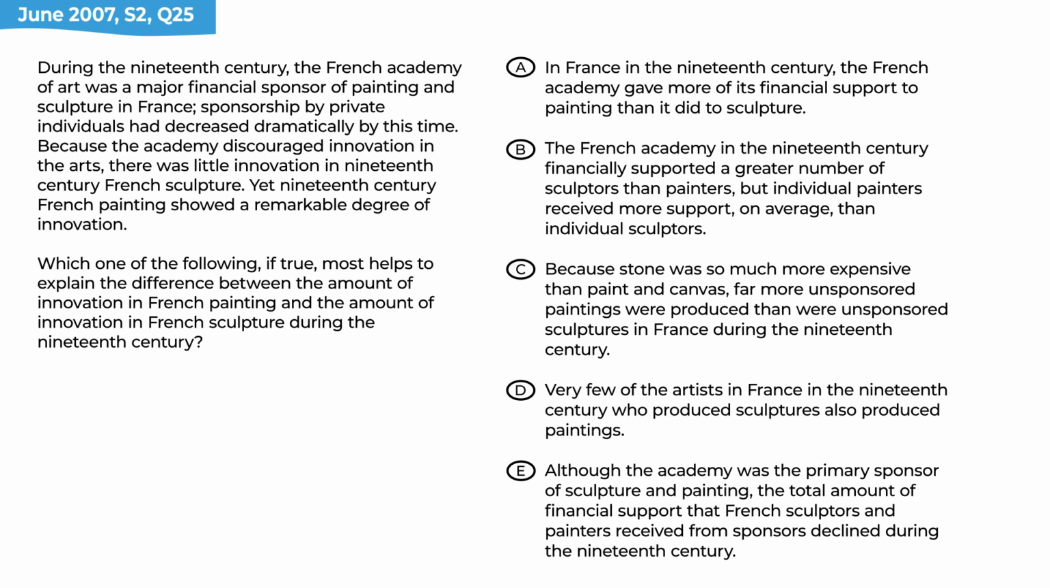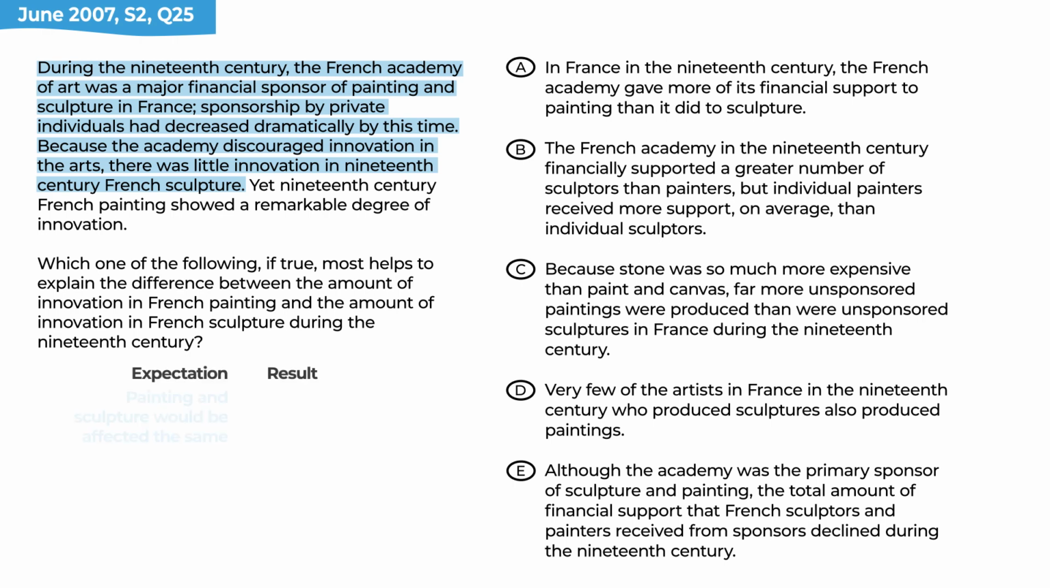All right, so during the 19th century, the French Academy of Art was a major financial sponsor of painting and sculpture in France. Sponsorship by private individuals had decreased dramatically by this time. Because the Academy discouraged innovation in the arts, there was little innovation in 19th century French sculpture. Yet 19th century French painting showed a remarkable degree of innovation. And the question asks us to explain the difference, right? Here's the comparison between the amount of innovation in French painting and the amount of innovation in French sculpture during the 19th century.